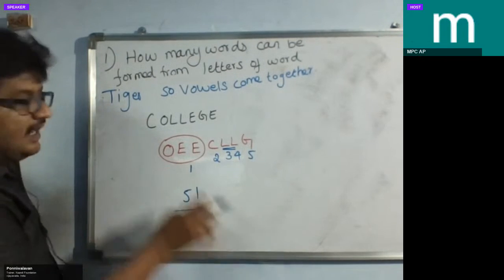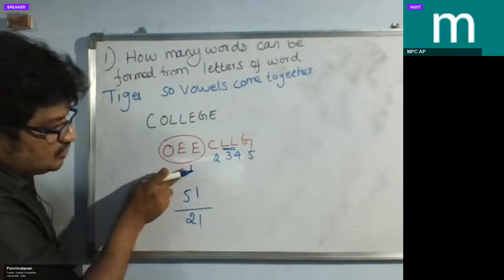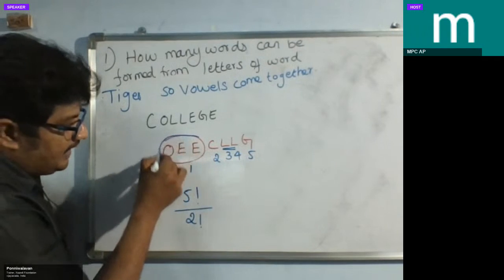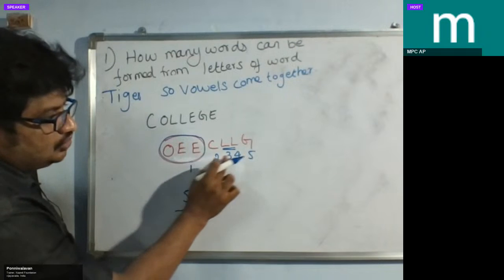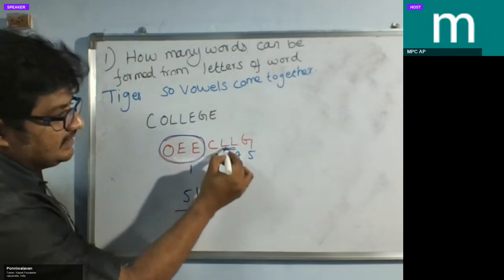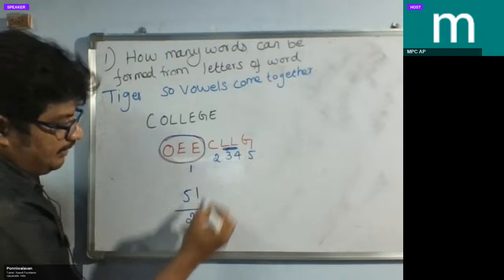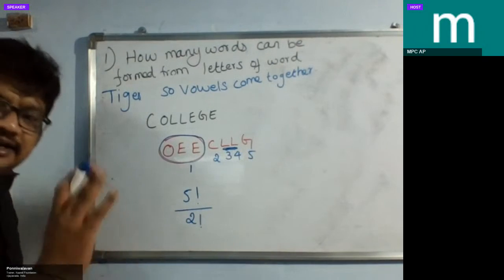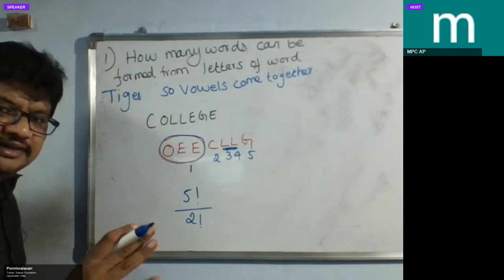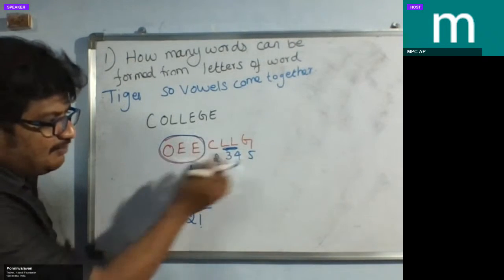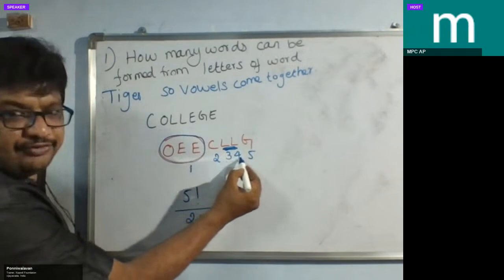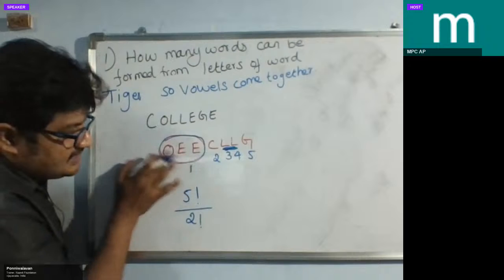Listen, now I am talking about these 5 letters. 1, 2, 3, 4, 5. This whole group I am taking as a single letter. So in this, these 2 letters are repeated, so 2 factorial. Clear? I consider only L because this is 1, 2, 3, 4, 5. I am taking this as a single letter.